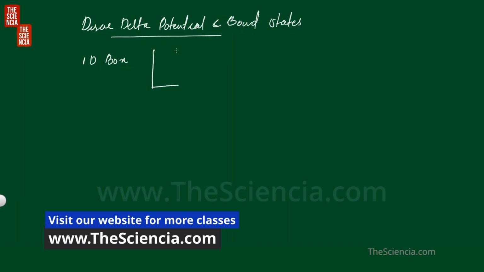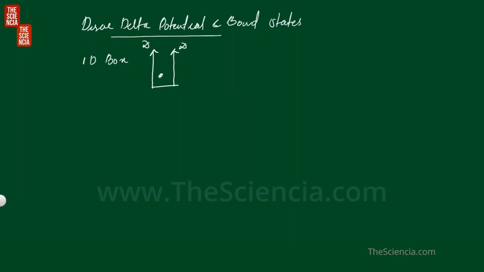See, first we discussed the 1D box, right? In a 1D box, we discussed a box with an infinite potential. So this particle is trapped inside this box. It can't escape from this box, right? And we solved the Schrodinger equation and we got a wave function for this 1D box and we got an energy for this 1D box.